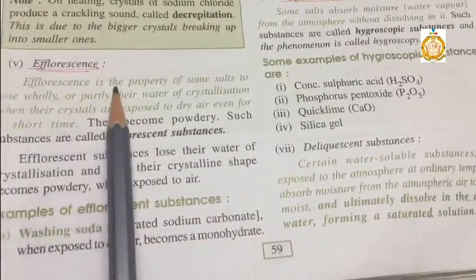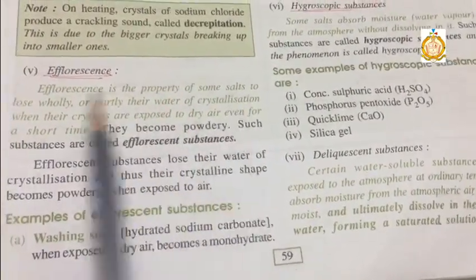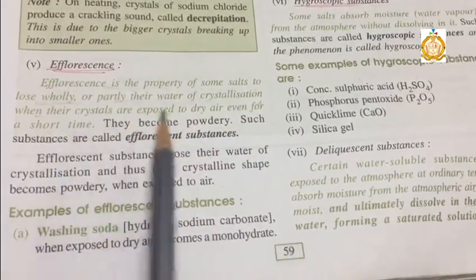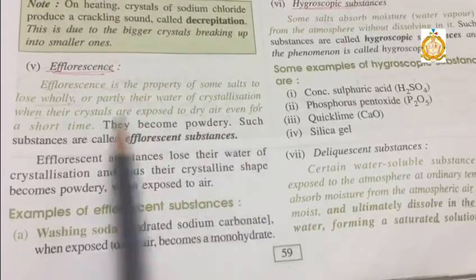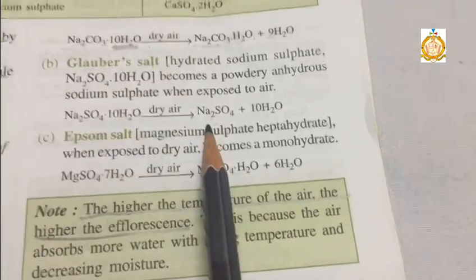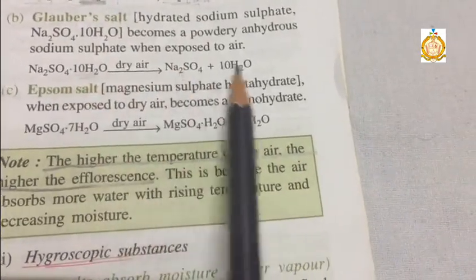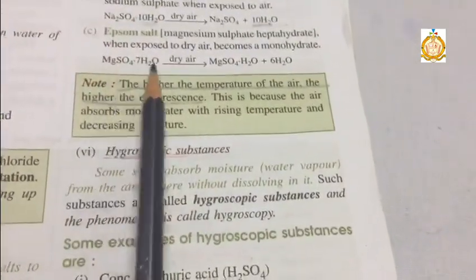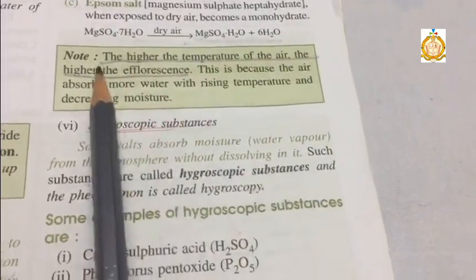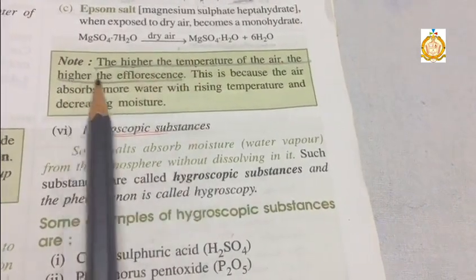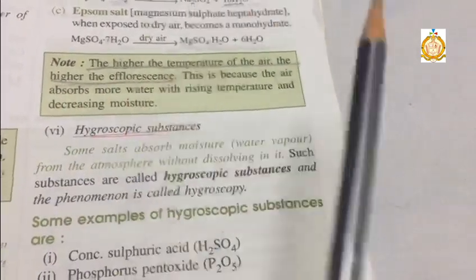Next one is efflorescence. Efflorescence is the property of some salts to lose wholly or partially their water of crystallization when their crystals are exposed to dry air even for a short time. Next one is Glauber salt. It will lose its water of crystallization wholly, meaning all the water molecules are lost. Next, magnesium sulfate heptahydrate. This is also a partial loss. This is important: if the temperature is higher, it means there is more heat, so the rate of efflorescence is higher.